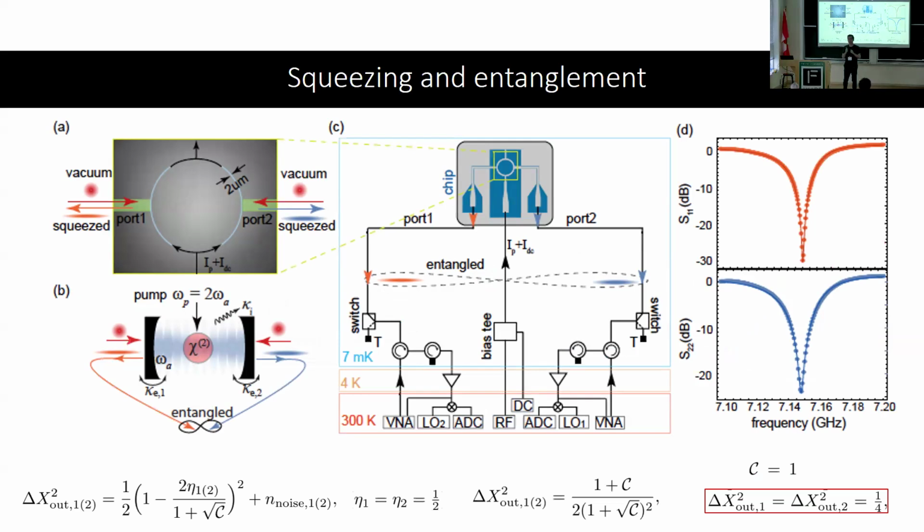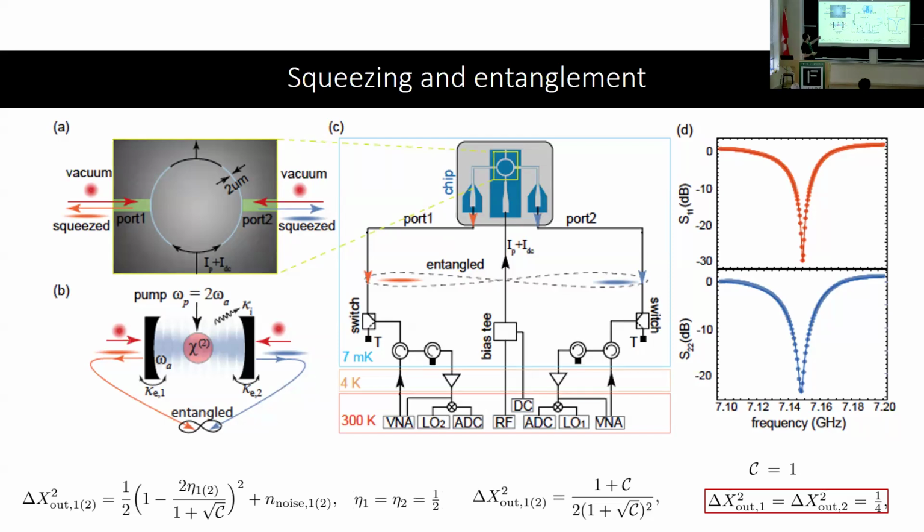Is the result really whatever we get? Is it squeezing or not? So squeezing here means we don't inject anything to the ports. We're almost near vacuum, meaning that we cool down the system to 7 millikelvin. At 7 millikelvin, if you're working at 8 gigahertz, you almost don't have any population left in the system. So you're really starting from vacuum. I mean, it's approximately vacuum, meaning that there is no input to the system, it's just vacuum coming in.